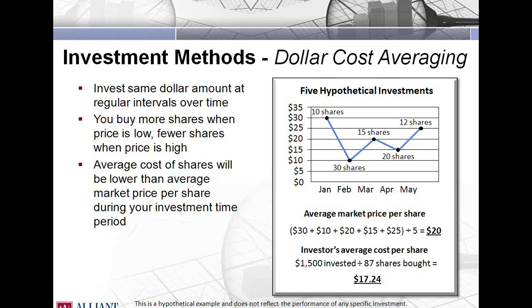For example, let's say that you decide to invest $300 each month towards your child's college education. Because you invest the same amount each month, you automatically buy more shares when prices are low and fewer shares when prices are high. Over time, you'll find that your average cost per share is actually less than the average market price per share over time that you invested. If you're currently contributing automatically to your 401k plan at work, you're actually already practicing dollar cost averaging.